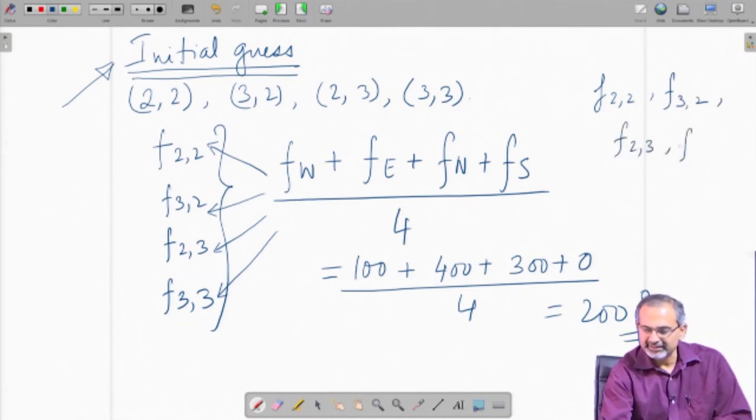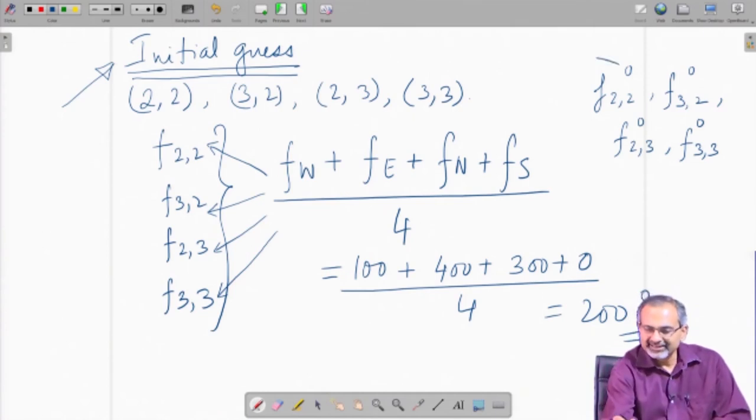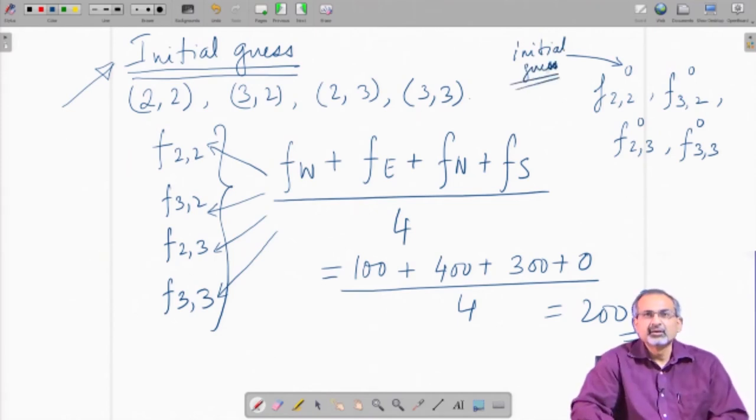So, that is where from your functional values at all these grid points will get defined at the zeroth iteration level. So, let us put that as superscript 0 here. What we mean by 0 is it is essentially the initial guess that we are talking about. We have not iterated anything, but we have just guessed a value for each one of these interior points to begin the calculations.